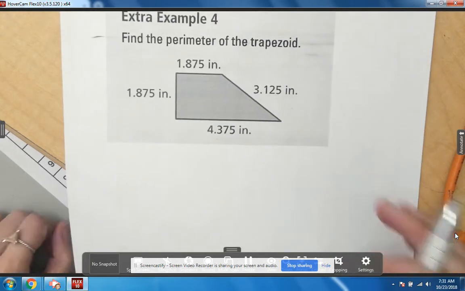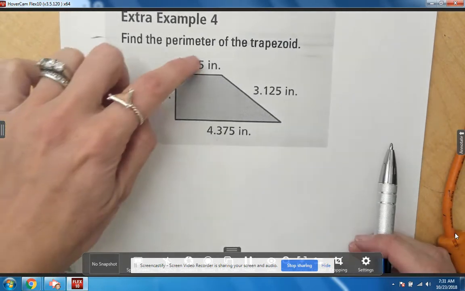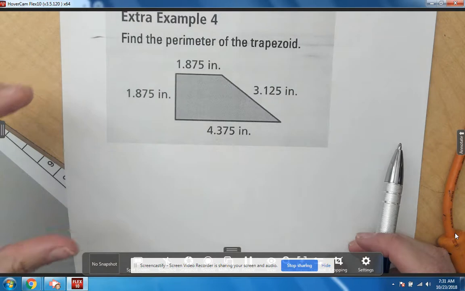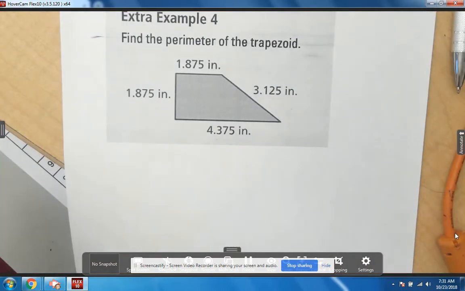This is your last one. They want you to find the perimeter of the trapezoid. That just means add all of the sides, so make sure you line everything up. Make sure your decimal points are on top of each other. Add like normal. Bring the decimal point straight down. So try that last one as well.